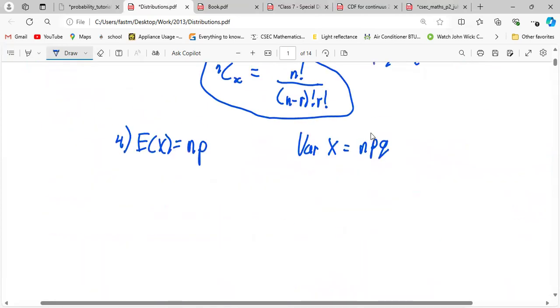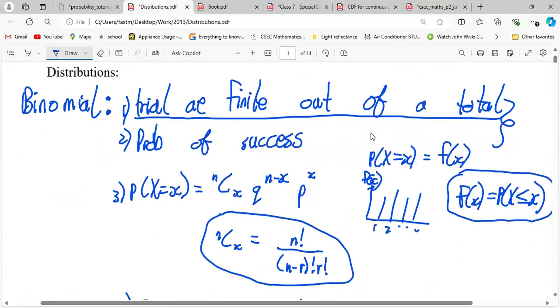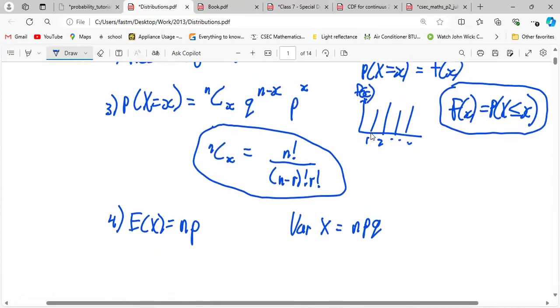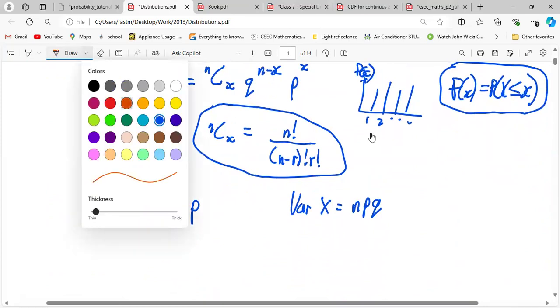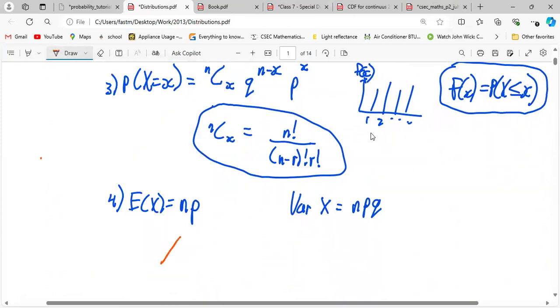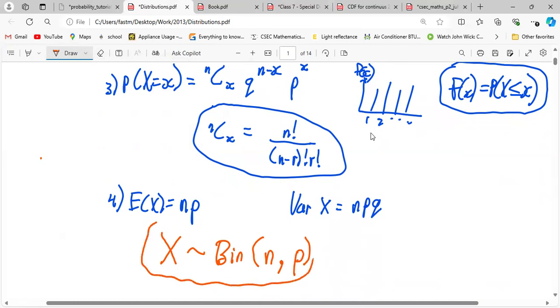Oh, I forgot one thing. When you notice that something is a binomial, when you're writing down the random variable, it has parameters. So I'll just write that down here. Every distribution has a way to write it. So X, which is the random variable, follows a binomial distribution. And the parameters for a binomial distribution are n, which is the total number of trials, and p, which is the probability of a success.